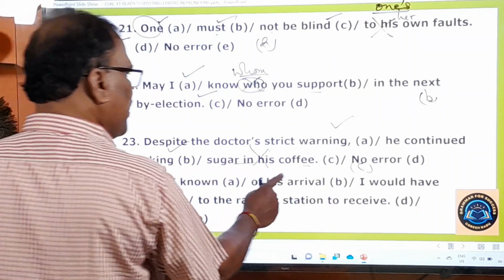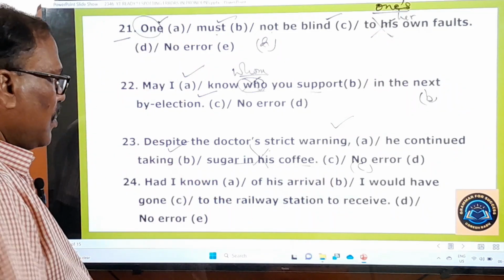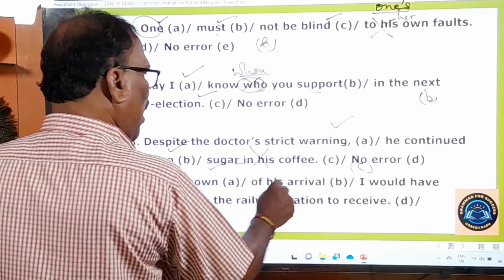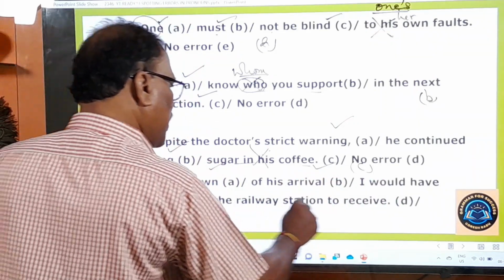Had I known of his arrival, I would have gone to the railway station to receive. So this is a beautiful sentence. Had I known, no mistake. Of his arrival, no mistake. I would have gone, no mistake. To the railway station to receive.